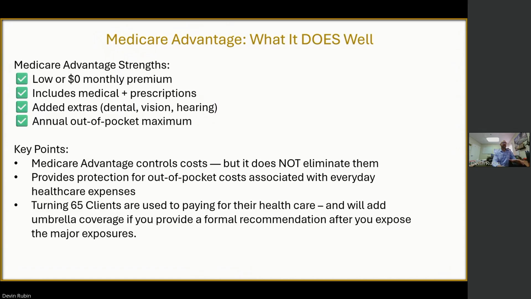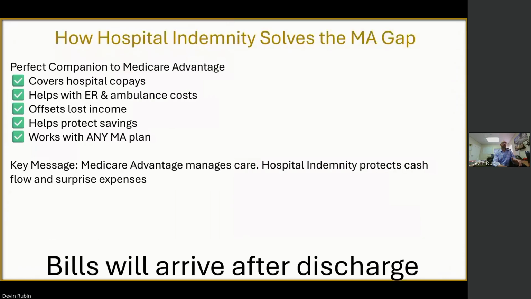So turning 65, clients who are used to paying for their healthcare will add hospital indemnity or umbrella coverage if you provide a formal recommendation after you expose the hospital Part A exposures. So we know that a hospital indemnity plan really solves the Medicare Advantage out-of-pocket cost gap because it's going to cover hospital copays and certain riders on the Part B side. It offsets lost income. It helps protect savings, and it's going to work with any Medicare Advantage plan.